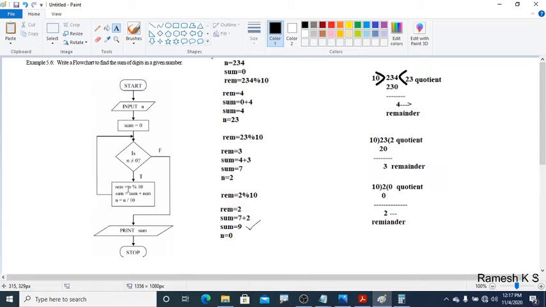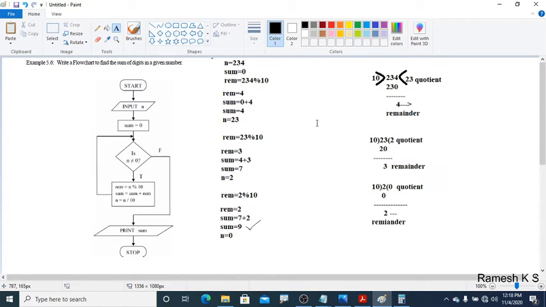How can we identify the remainder value? With the percent operator, which returns the remainder value. The divide operator returns the quotient value. So n percent 10, n is 234. Here you can observe 10 times 23 is 230. If you subtract 230 from 234, we get 4. 4 is the remainder, and this is the quotient. Divisor and dividend, all of you know that.